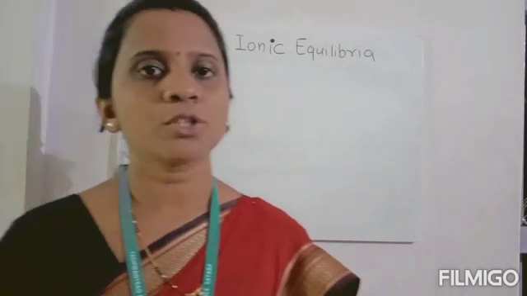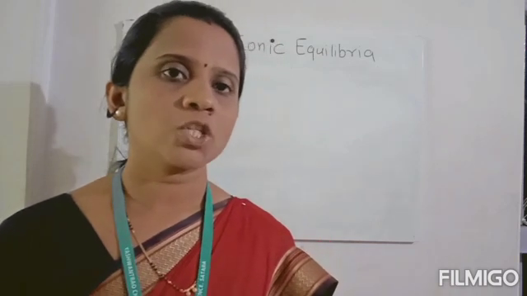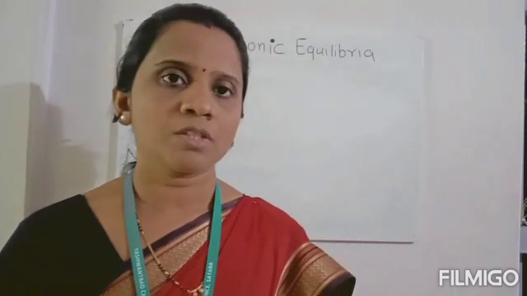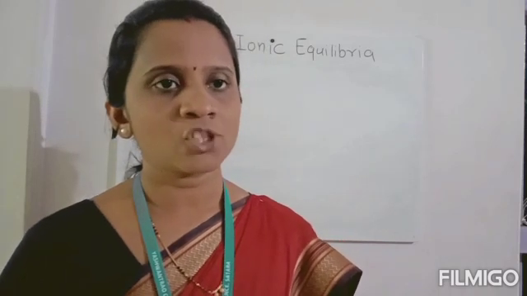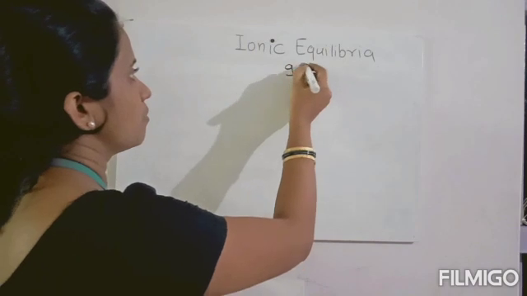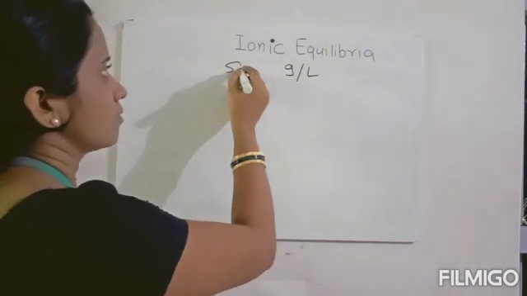After the solubility product, what we are going to see is the relationship between solubility and solubility product. So what do you mean by solubility? Solubility of a given compound is the amount in gram which dissolves in a given volume of a solution, and generally the volume is 1 liter of the solution. So units for solubility: gram per liter.